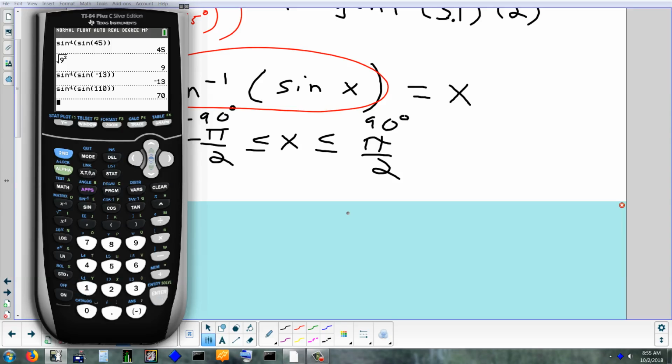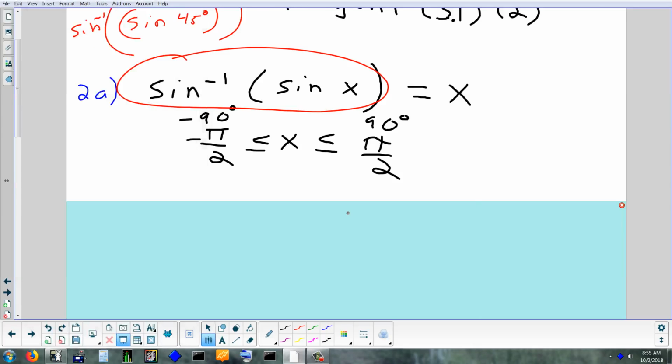There's a pattern. If you kept doing these, you could probably figure out what the pattern is for the answer that it gives you. I'm not really worried about that. The point is you don't get the same answer back. You only get the same answer back between negative 90 and positive 90.